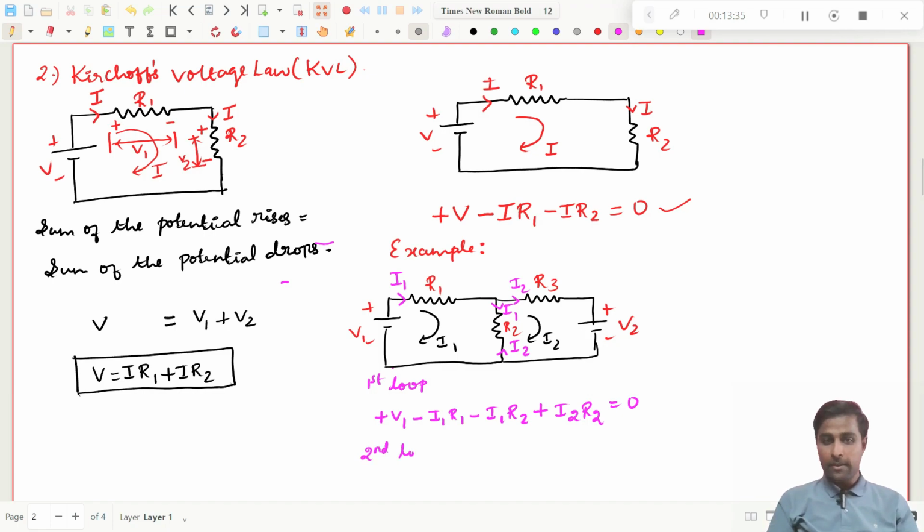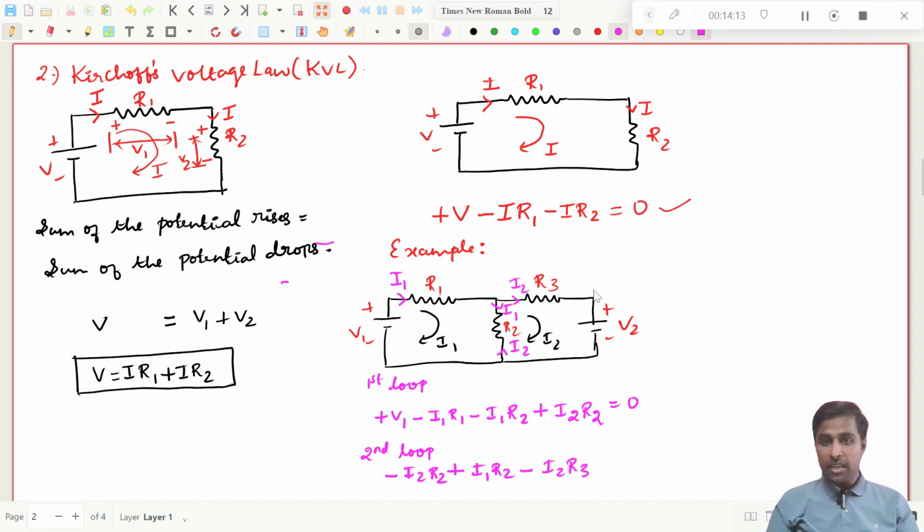Then for the second loop, start from this point, go in this direction and come here again, right? So from this point I'm going in the same direction as I2. So you have to put minus I2 into R2. Then I am going in this direction, but this I1 is coming opposite to me. So what I have to do, I have to put plus I1 into R2. Then I am going in the same direction as I2. So what I have to put here? This has to be minus I2 into R3.